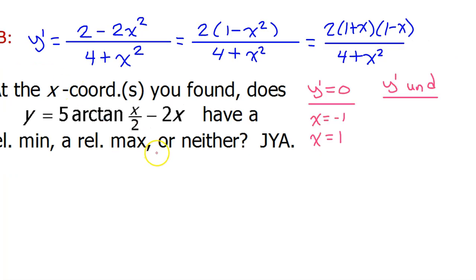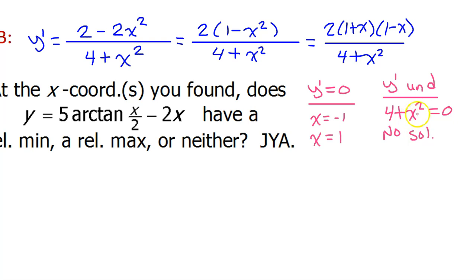To build a y prime sign chart, we need the critical values where y prime is equal to 0, which is at x equals negative 1 and x equals positive 1 from part A. But we also need to know where y prime is undefined. A fraction will be undefined where the denominator is equal to 0. Hopefully you can see at a glance that 4 plus x squared equals 0 has no solution.